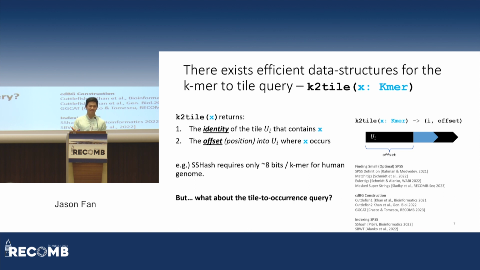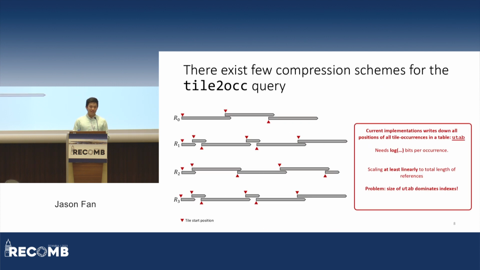But what about the tile-to-occurrence query? Are there these nice drop-in algorithms and tools? It turns out that there exist few compression schemes for the tile-to-occurrence query. And if we want to implement this, what we have to do is simply write down every single occurrence of these tiles. So here I show you 4 references covered by tiles. Essentially, for every single position, shown here with a red triangle, I have to write down a position.